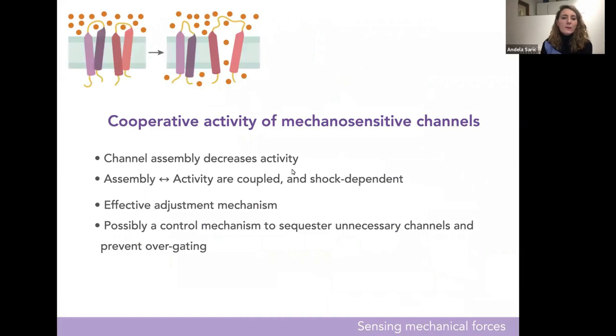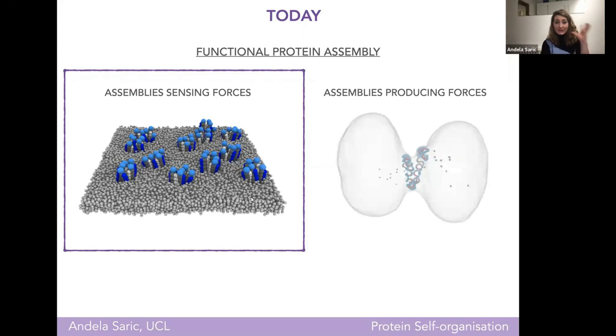So this was a first story of our trying to reproduce machinery of life using beads and springs at a nanoscale, where we saw that the channel assembly actually decreases activity of individual channels. And this assembly activity is coupled and shock dependent. And it seems to be an effective passive adjustment mechanism that might be a way to sequester unnecessary channels and prevent overgating. So this concludes my first little story on sensing forces. And we'll move into something that we developed next, which is producing forces by protein assemblies.